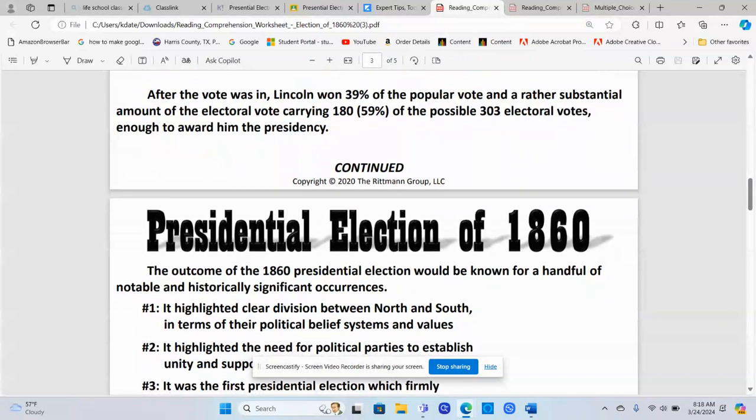After the vote was in, Lincoln won 39% of the popular vote and a rather substantial amount of electoral votes, carrying 180, 59% of the possible 303 electoral votes, enough to award him the presidency.